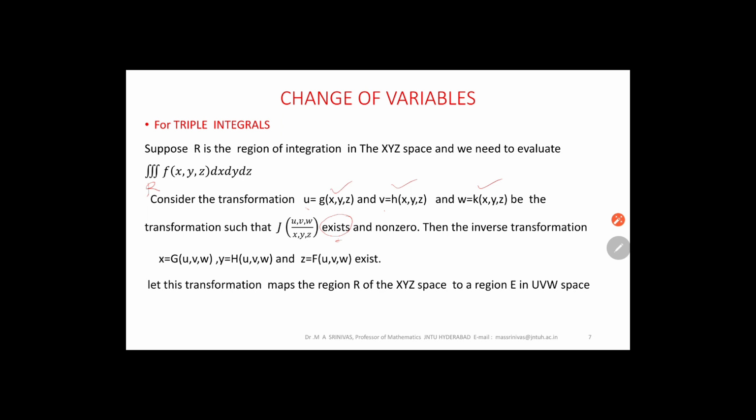If you take such a transformation, automatically you will have the inverse transformation. x in terms of u, v, w, y in terms of u, v, w, z also in terms of u, v, w will exist. And this transformation maps the region R in the xyz plane to a region E in the uvw plane. Instead of integrating over the region R, we integrate over E, because this transformation makes either the integrand or the region simple to evaluate.